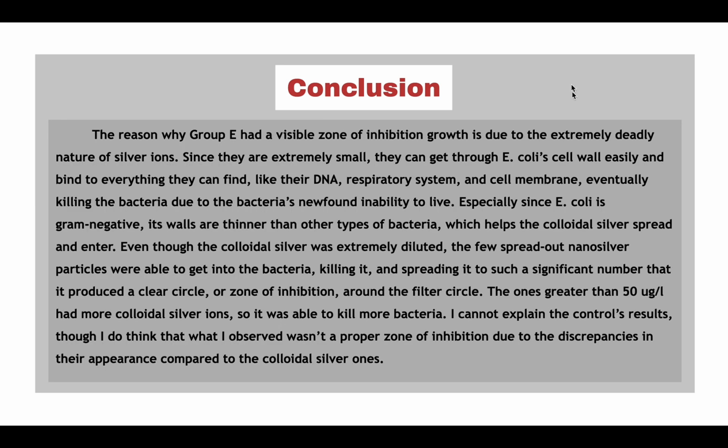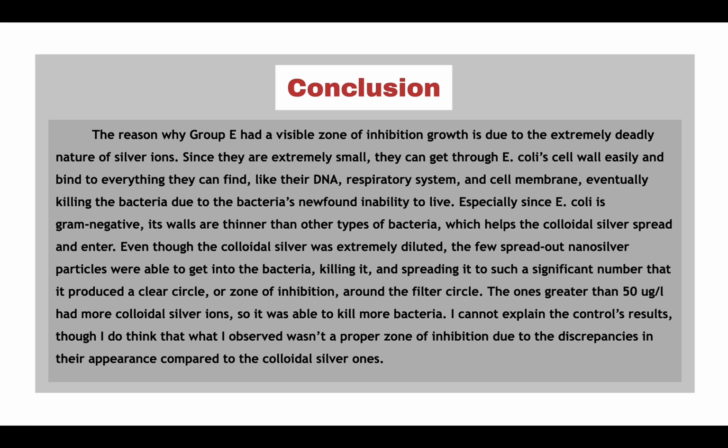Here's paragraph 2. The reason why Group E had a visible inhibition zone growth is due to the extremely deadly nature of silver ions. Since they are extremely small, they can get through the E. coli cell wall easily and bind to everything they can find, like their DNA, respiratory system, and cell membrane, eventually killing the bacteria due to the bacteria's newfound inability to function. Especially since E. coli is gram-negative, its walls are thinner than other types of bacteria, which helps the colloidal silver spread and enter. Even though the colloidal silver is extremely diluted, the few spread out nanosilver particles were able to get into the bacteria, killing it and spreading it to such a significant number that it produced a clear circle or zone of inhibition around the filter circle.